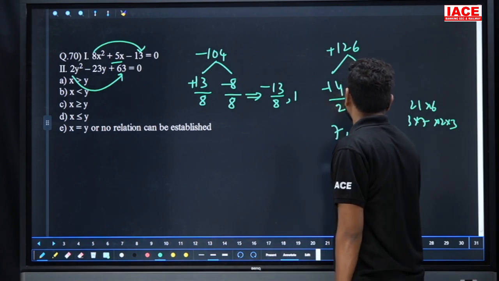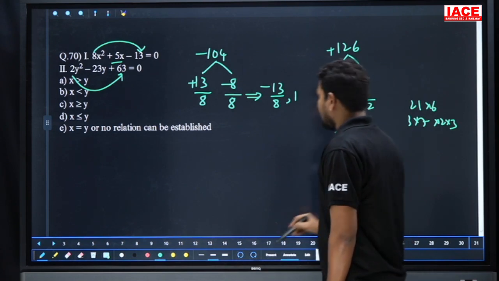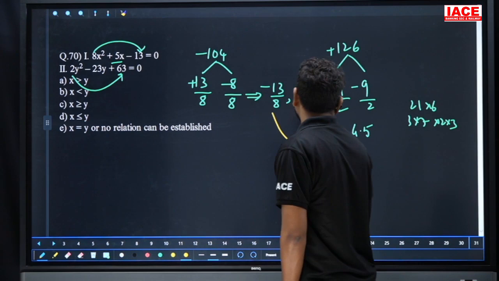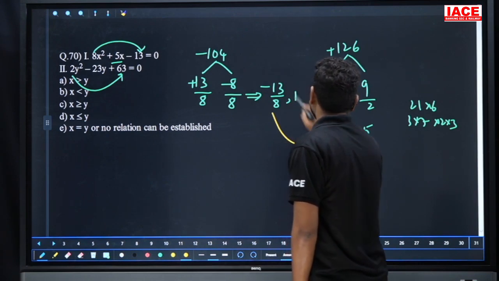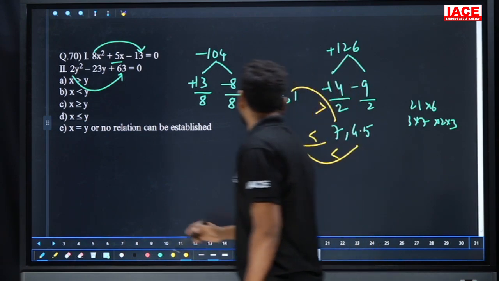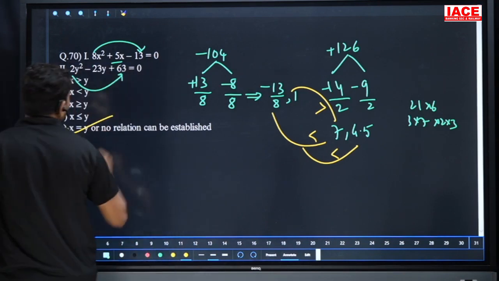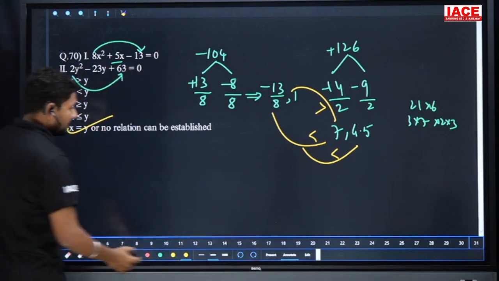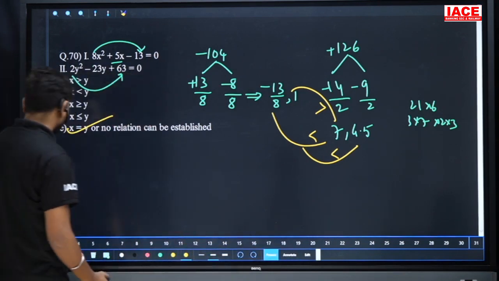It is 7 comma 4.5 and we have to compare it. Here this one is bigger, and here this one is bigger. One less than, one greater than, so what is our relation? It cannot be established. Then move on to the next question.